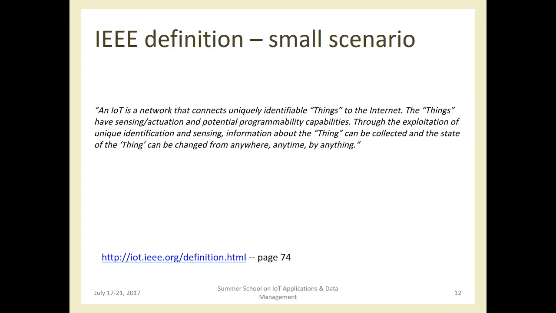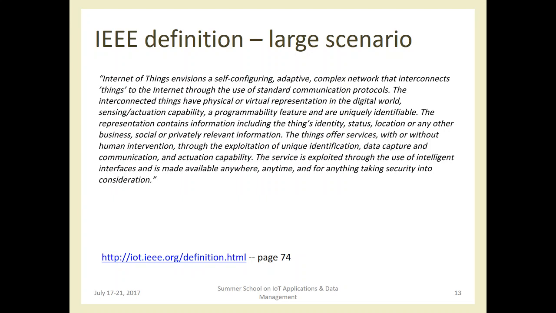So if you want to put together in this room a system, you connect three things with sensing and computing capabilities, they exchange data, one device can change the state of another, and a third device can read the state of a fourth sensor. But there's also a large scenario definition in the same page, actually. If you have an enterprise setting, a big project, a big system, such small features, objects that can exchange data with other objects, will not be enough. And so they have this other definition, which is heavier. Internet of Things envisions a self-configuring, adaptive, complex network that interconnects things to the internet through the use of standard communication protocols. The emphasis here is on the network.